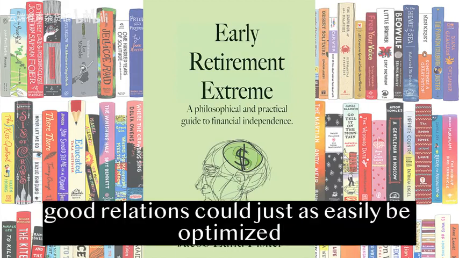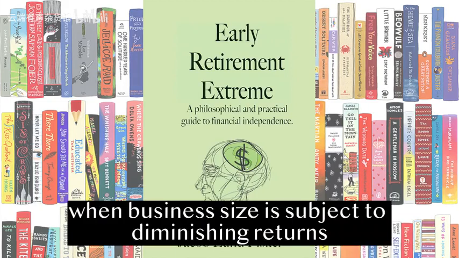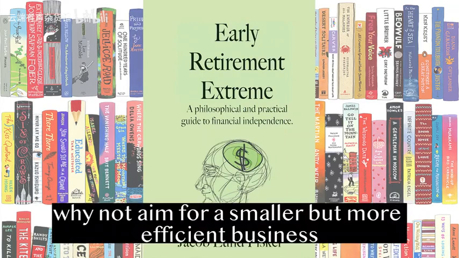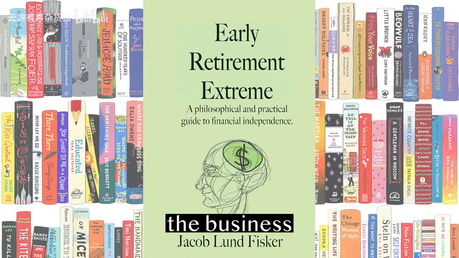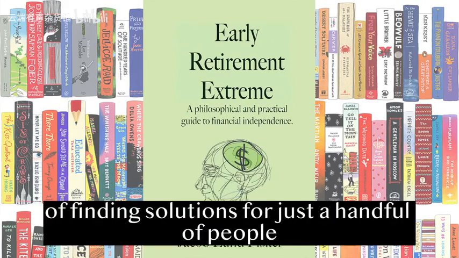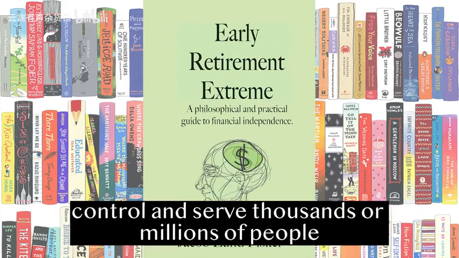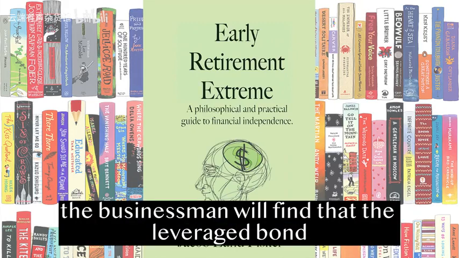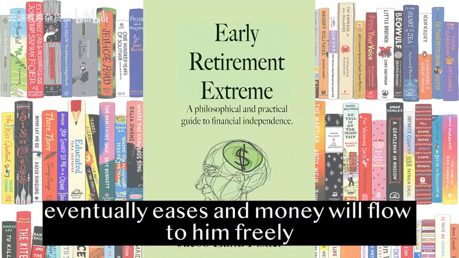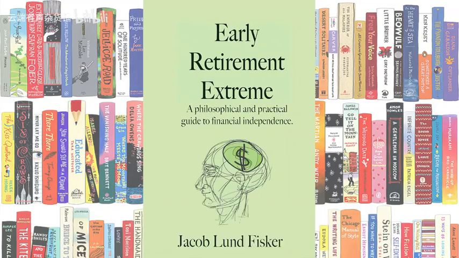Health and good relations could just as easily be optimized, and when business size is subject to diminishing returns, why not aim for a smaller but more efficient business? That is, the business of finding solutions for just a handful of people, rather than leveraged solutions that control and serve thousands or millions of people. Doing this, the businessman will find that the leveraged bond eventually eases and money will flow to him freely.